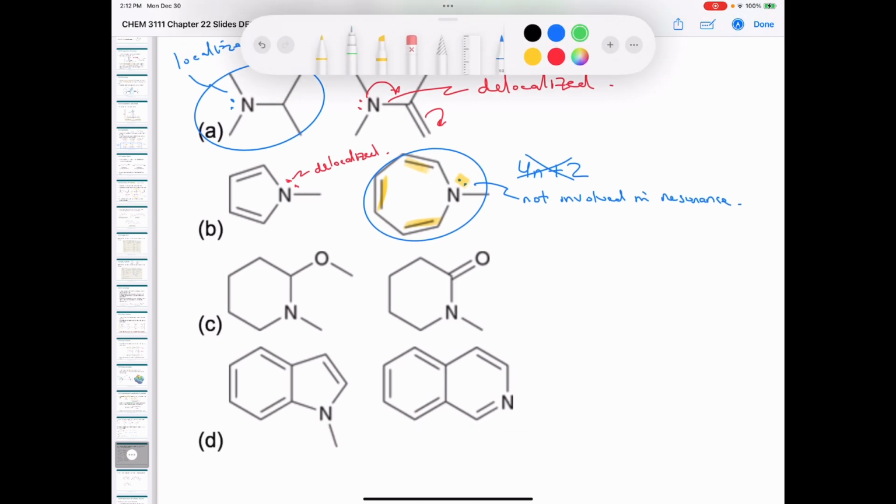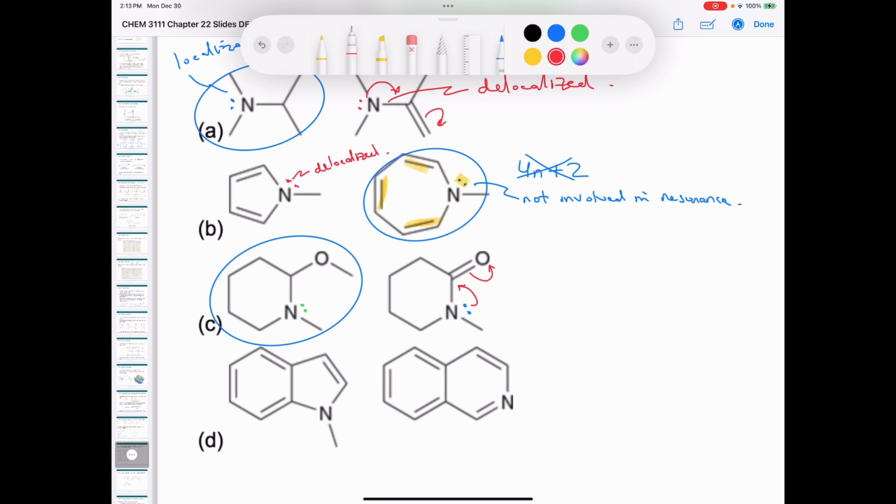So if I put a green lone pair on here, and let's say I put a blue lone pair here, well, you can see the blue lone pair is delocalized. You should all be able to draw this resonance form with relative ease, whereas the green lone pair is localized, and so this is going to be the stronger base here. And you have to go back to your aromaticity rules for the last one.